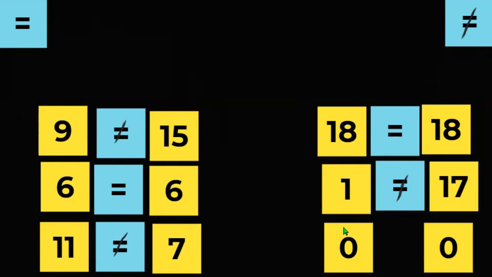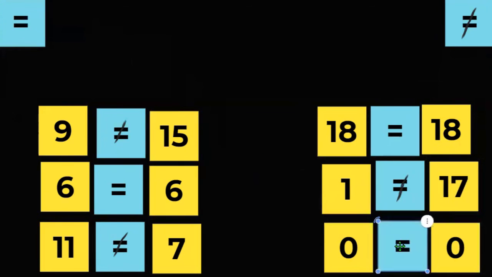And the last one, 0, 0. These two numbers are equivalent. These two numbers are equal. These two numbers are the same.